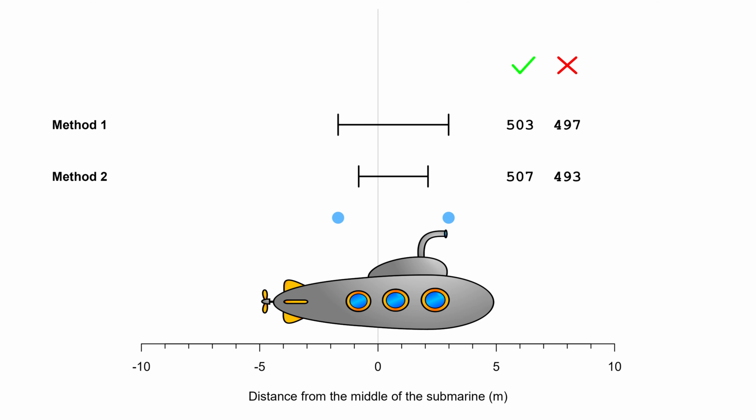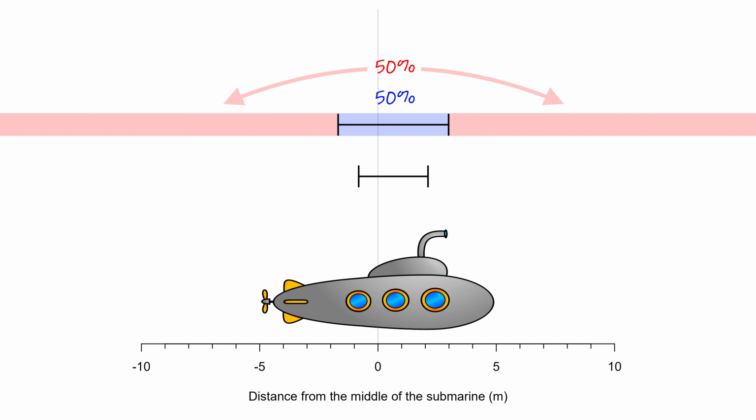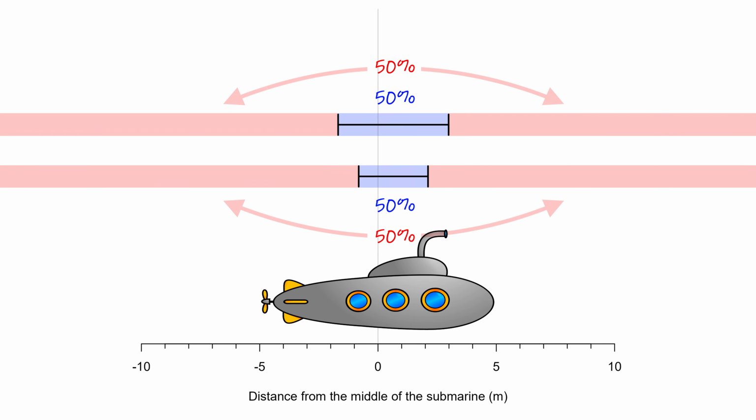So why is that a problem? Well, notice how sometimes one interval is completely covered by the other. If this bigger interval has a 50% chance to contain the true parameter, then it can't be that this narrower interval also has a 50% chance. And that is the fundamental confidence fallacy.